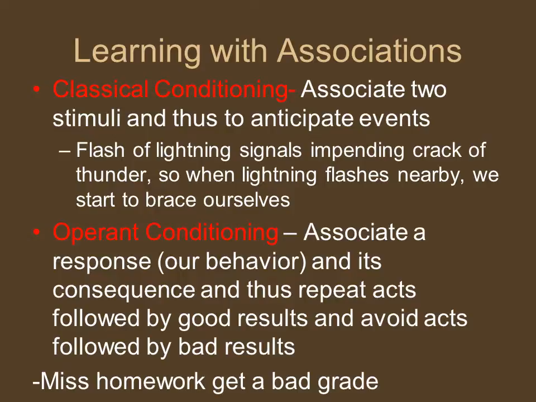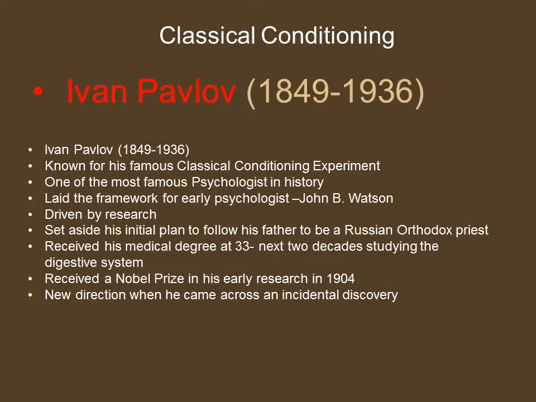Operant conditioning associates a response, our behaviors, and its consequences. So operant conditioning works on a lot of the times if you get a consequence, you may be able to act a certain way. And thus repeats acts followed by good results and avoids acts followed by bad results. So if you're given a piece of candy, you're more prone to behave a certain way. You miss a homework assignment and you may be more prone to get a bad grade. First one we're going to look at in this video is classical conditioning.